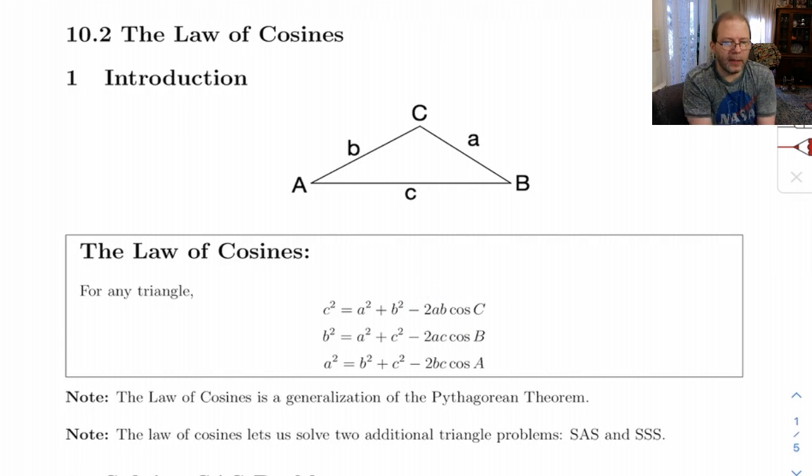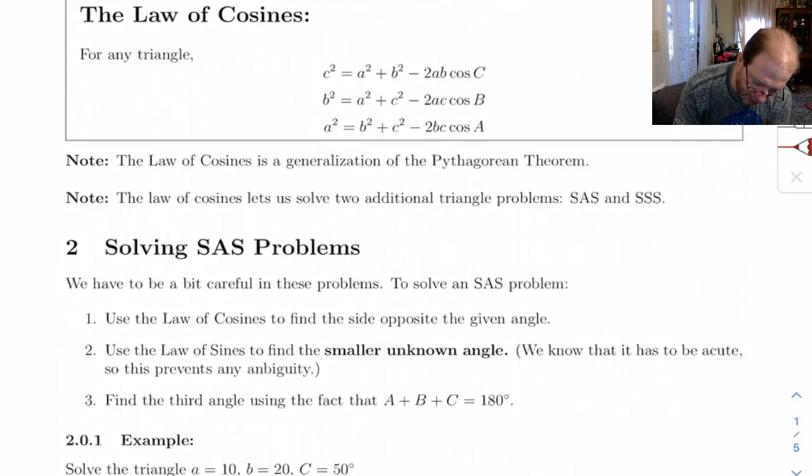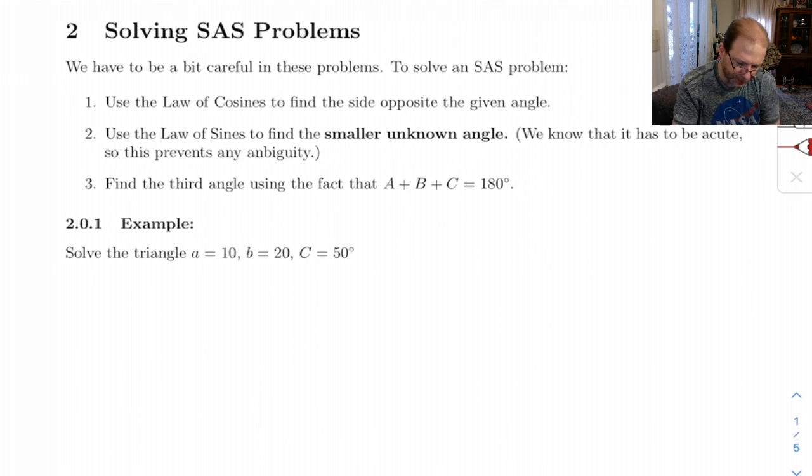So anyway, the law of cosines lets us solve two additional kinds of problems, the side angle side and the side side side. So I want to look at both of those. So solving side angle side problems. On these, you have to be just a little bit careful. And I think what I want to do is just solve this example down here. And while I'm doing it, I'll refer back to these steps.